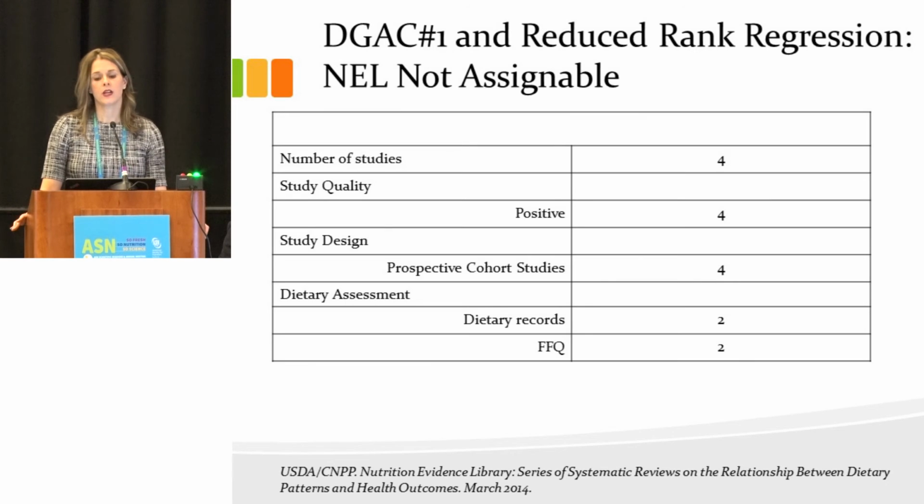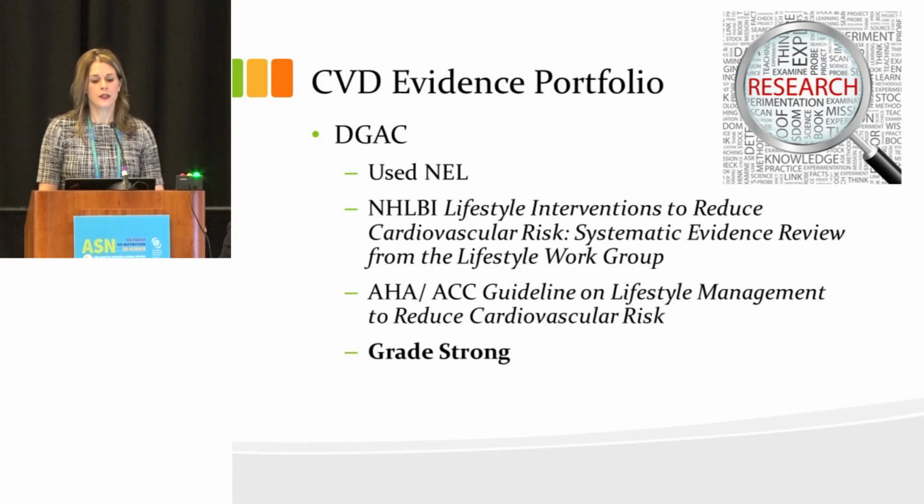Here's what I mean when I talk about a limited body of evidence for reduced rank regression. There were only 4 studies, so there was no category that was assignable for reduced rank regression and cardiovascular disease. So the Dietary Guidelines Committee gave this a grade of strong evidence. They relied heavily on the Nutrition Evidence Library, and they also looked at the systematic evidence review from NHLBI, as well as the AHA and ACC guidelines.